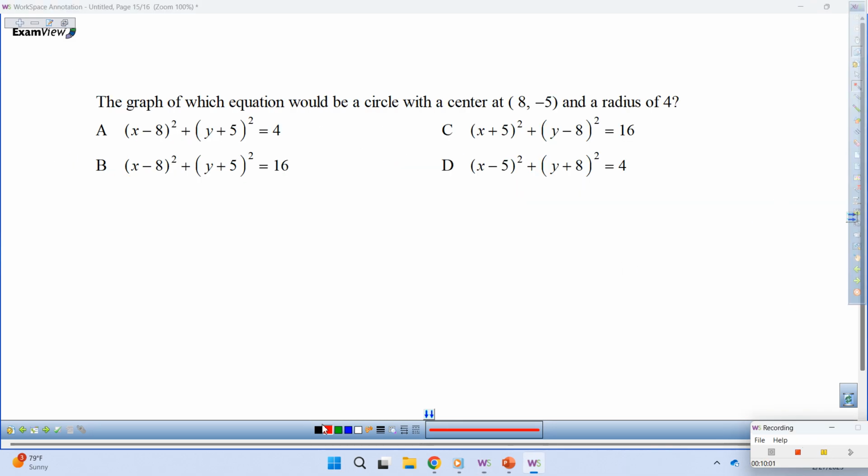All right. Number 8. It says the graph of which equation would be a circle with a center of 8, -5, and a radius of 4. So they're talking about circles now, and they give us these options. On your paper, I want you to write center, 8, -5, and radius, 4.